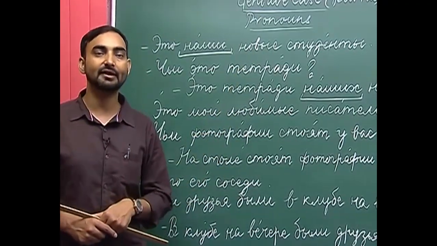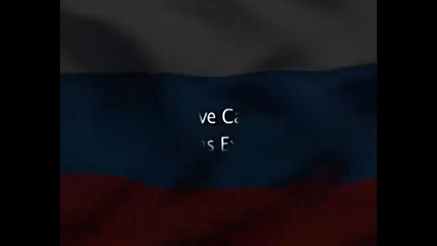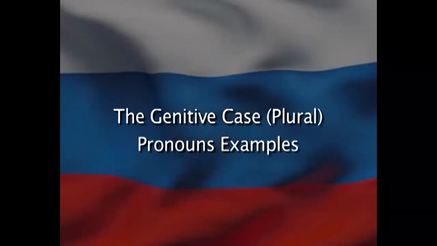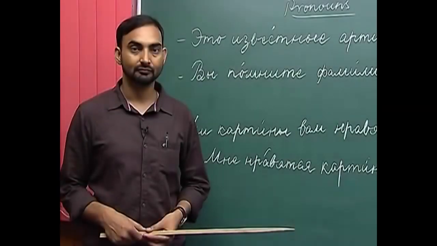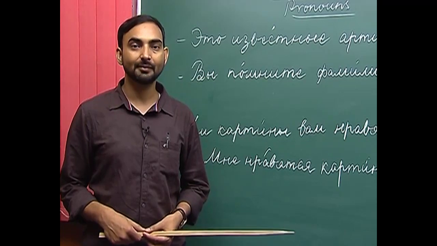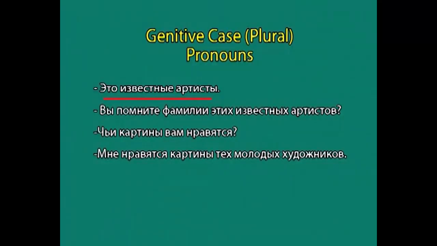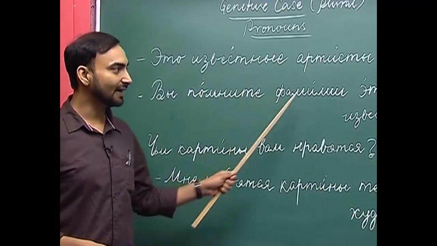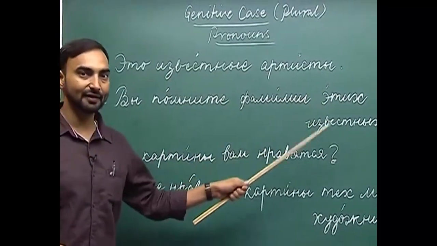Now, we will look at the demonstrative pronouns in the genitive plural. Let us look at the declension of demonstrative pronouns in the genitive case plural. Это известные артисты. These are popular artists. Вы помните фамилии этих известных артистов?